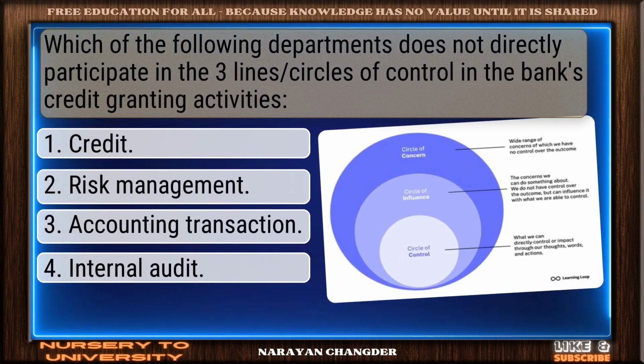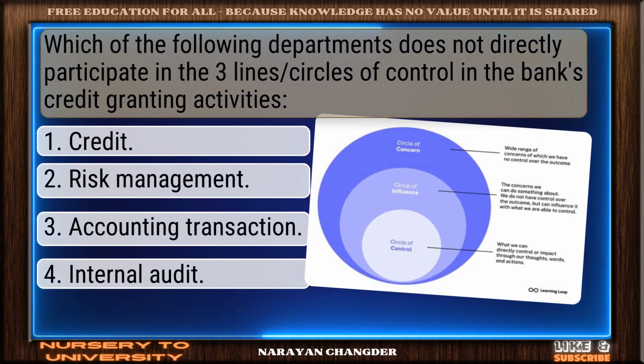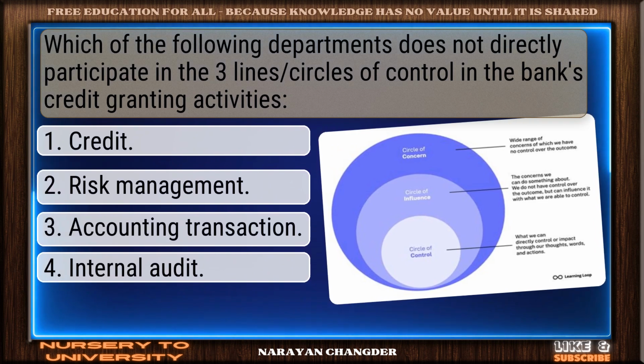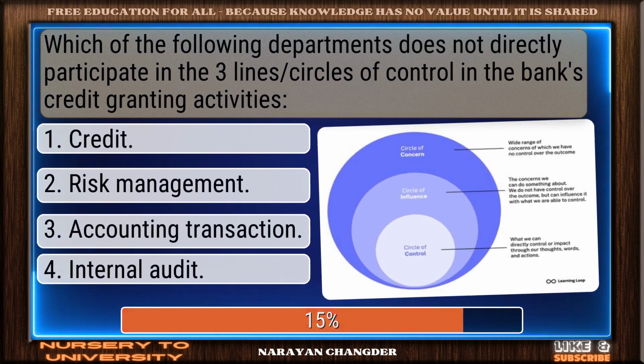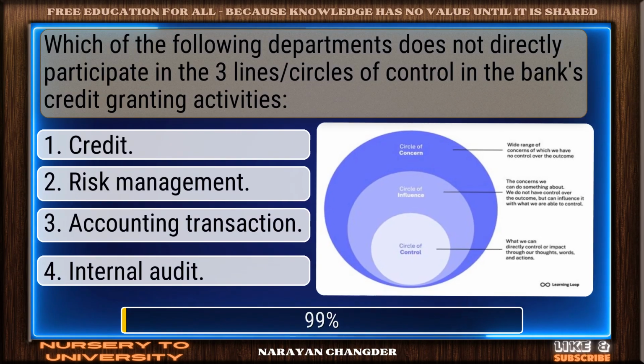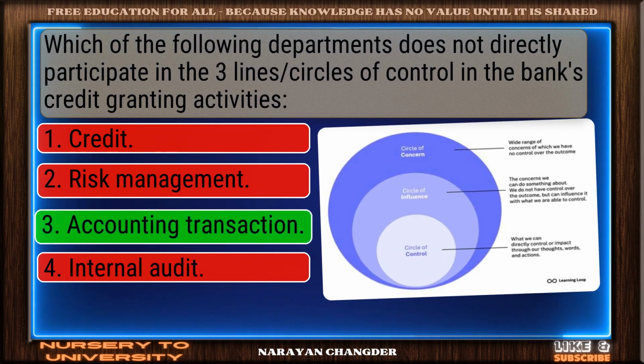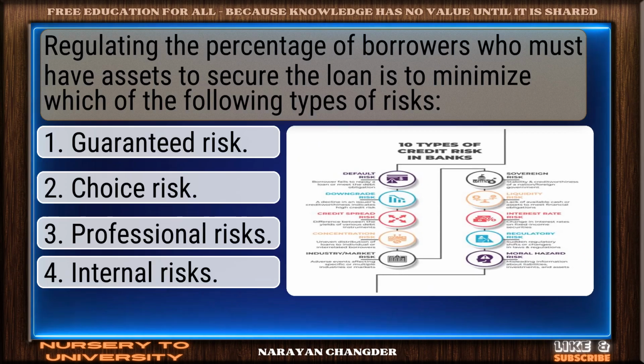Which of the following departments does not directly participate in the three-line circles of control in the bank's credit granting activities? Correct. Accounting transaction is the right answer.